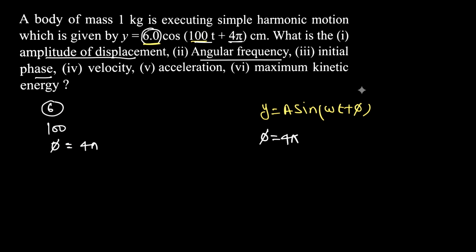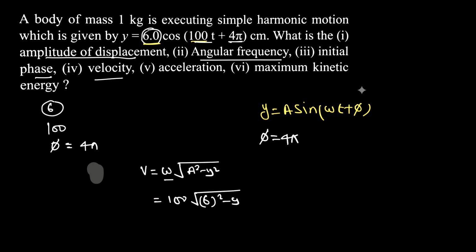And velocity, they are asking for velocity. So what is the velocity formula over here? The velocity formula is this one. Using this we can find out velocity at any point. V is equal to, what is the formula? Under root a square minus y square, times omega. Omega is given, that is 100. And a is also given, that is 6. So v is equal to 100 under root 6 square minus y square. That is velocity.